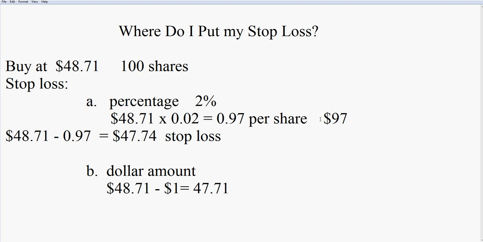Now, $48.71 multiplied by 2% equals 97 cents. It means you can lose 97 cents per share. Okay, so the loss in general for 100 shares is $97. Okay, this is what you might lose if you lose the trade.